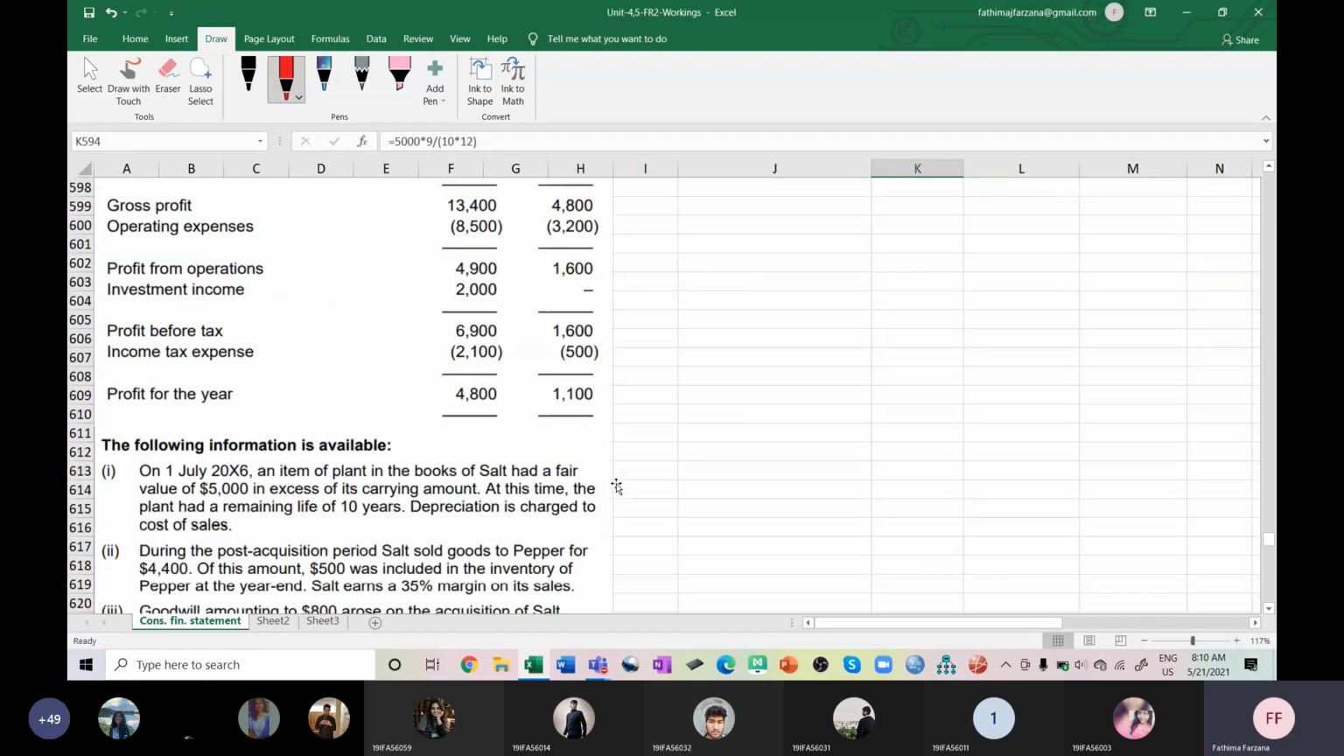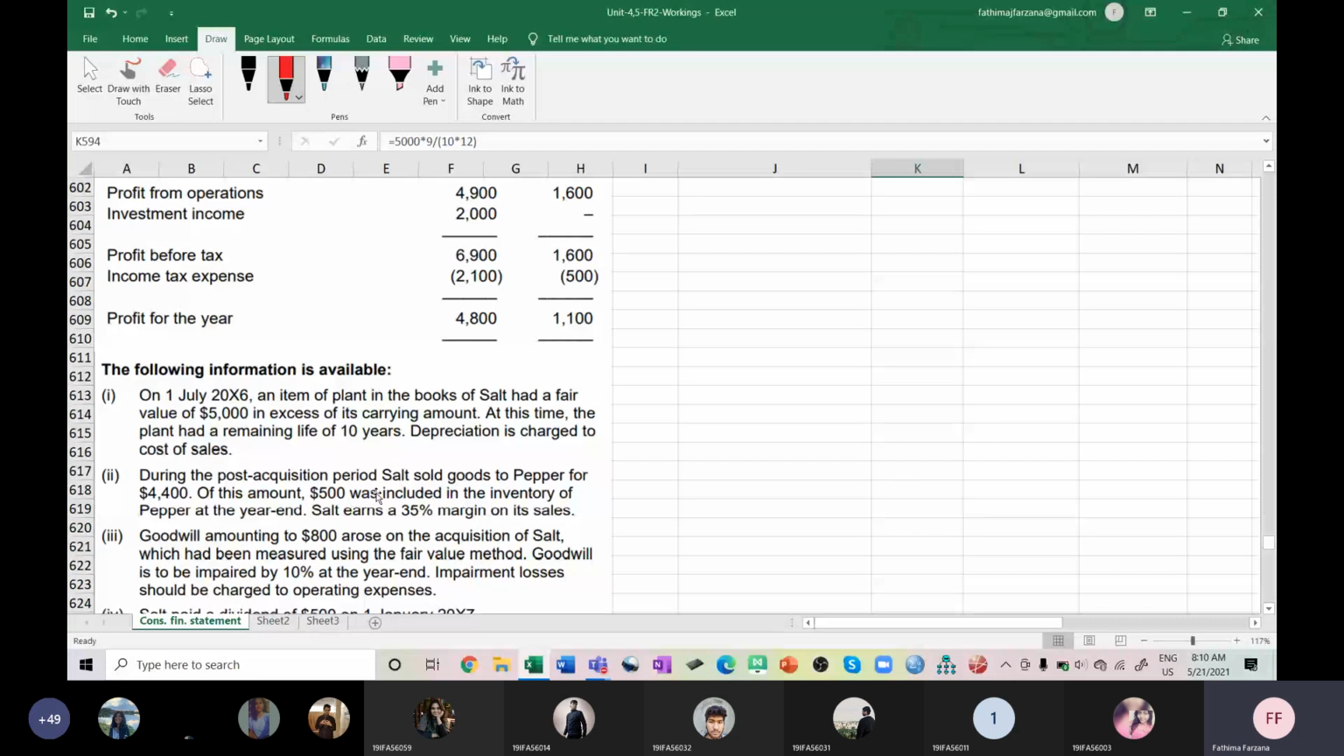So what is working note 3? Let's see here. During the post-acquisition period, Salt sold to Pepper for 4,200. Of this amount, 500 was included in the inventory of Pepper at the year end. Salt earns 35% margin on its sales. So normally what we do is 35 by 135, right?